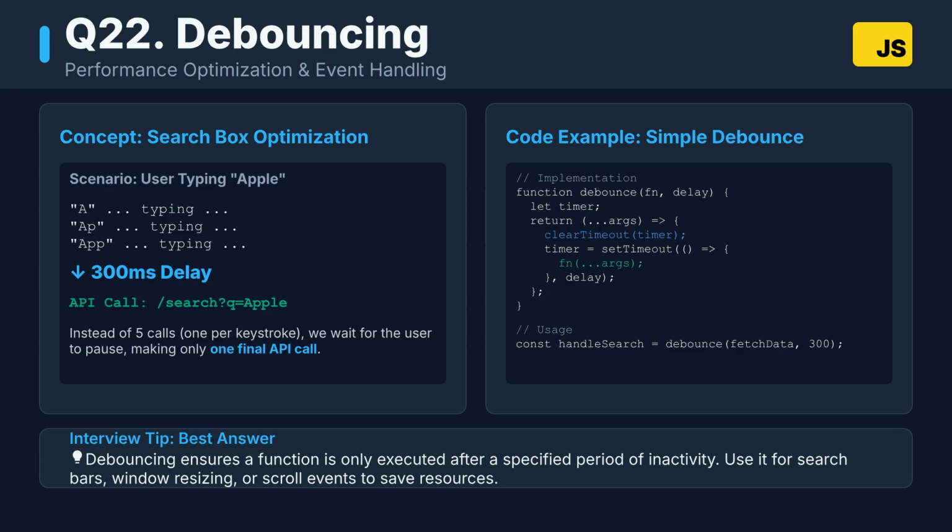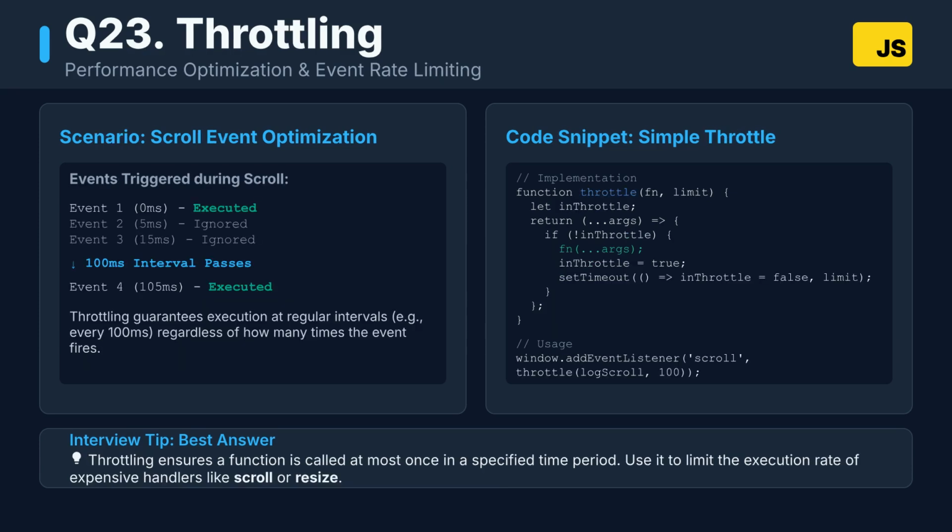Question 22. Debouncing. This performance technique ensures a function only executes after a specified period of inactivity. It's essential for search boxes to avoid making unnecessary API calls. Question 23. Throttling. Unlike debouncing, throttling guarantees a function is called at most once within a set time interval. This is perfect for high-frequency events, like window resizing or scrolling.